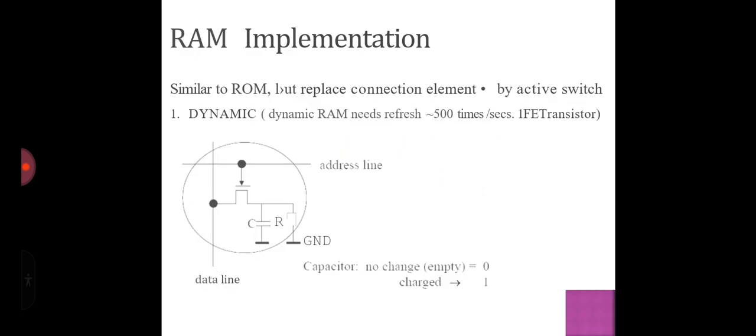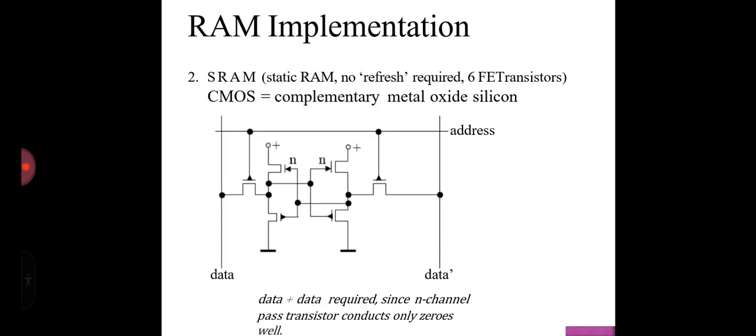Next comes RAM implementation, which is similar to ROM but replaces the connection element by an active switch. Dynamic RAM needs refresh approximately 500 times per second. 1 field effect transistor is required. RAM implementation: SRAM, 6 field effect transistors are used. CMOS, complementary metal oxide semiconductor, is the abbreviation of CMOS. Here we can see the address lines and data lines.